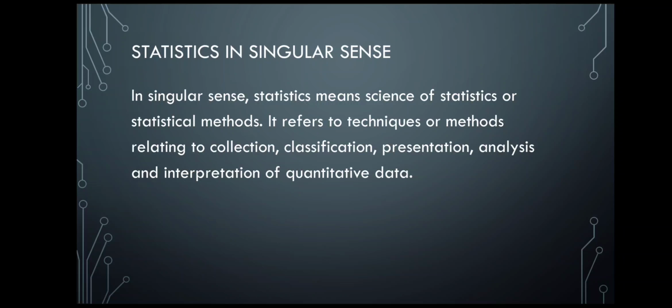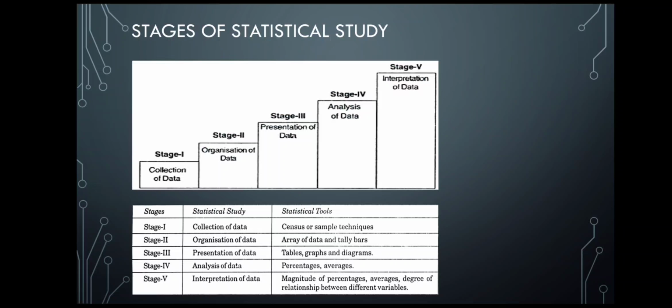Okay, now there are various methods, and that can be categorized in different steps. So these methods, or as we can say, statistical study has got 5 stages. The first stage is collection of data. The second stage is organization of data. The third one is presentation of data. Fourth is analysis of data. And fifth is interpretation of data.